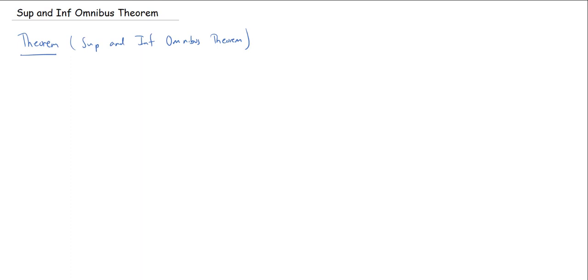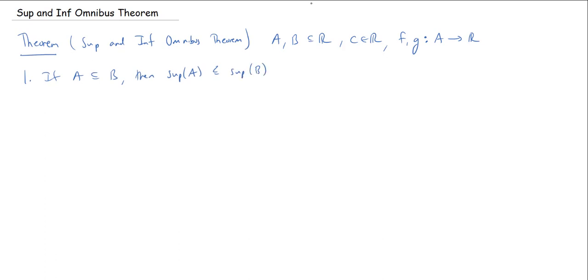So our assumptions are going to be, all right, we have two subsets, A and B, of the real numbers. We have some real number C. And then I'm going to have a couple of functions whose domain is A. No interesting assumptions about F and G. They're just functions. All right, so the first statement is that if A is a subset of B, then the supremum of A is less than or equal to the supremum of B.